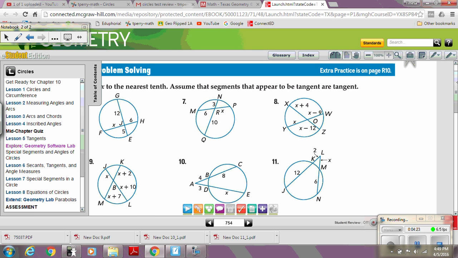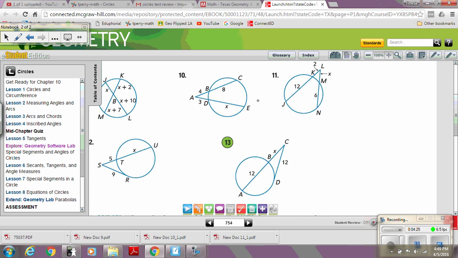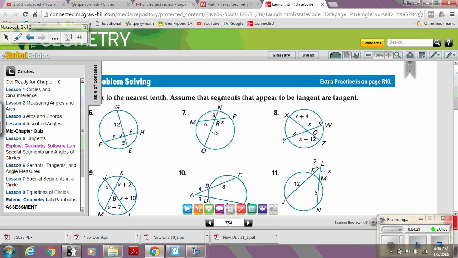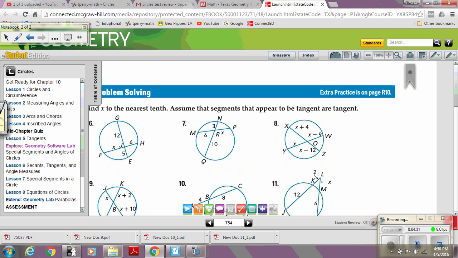All right, number 7 is next. Number 7 again is an example of 10.15 because we have two chords. So it's part times part equals part times part. In this case, those parts are MR times RP, and it's equivalent to NR times RQ.